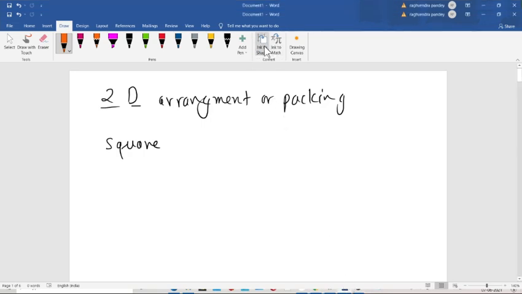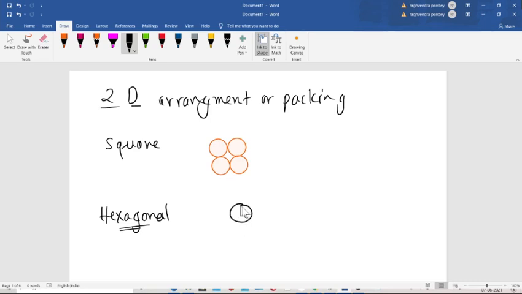Now we see the square packing. Square packing you can understand easily. Hexagonal is the thing that you have to see, because more often we see hexagonal in nature. In nature there is very little square, and most of the time it is hexagonal only.